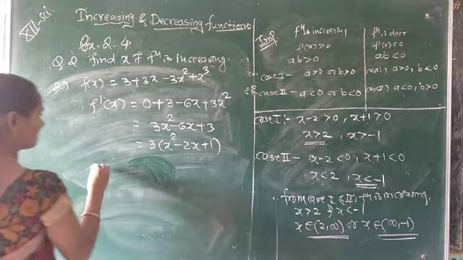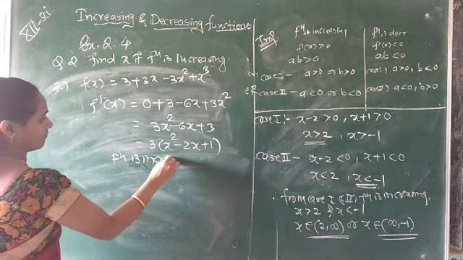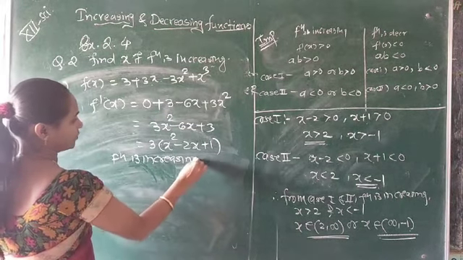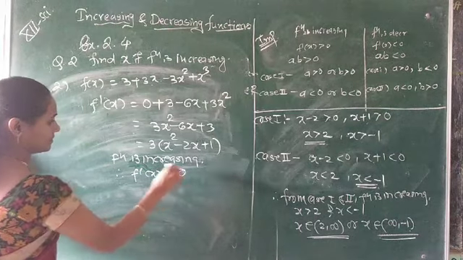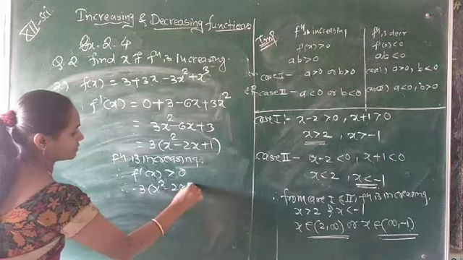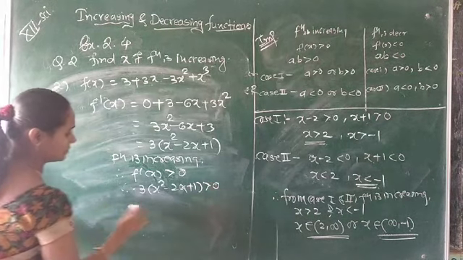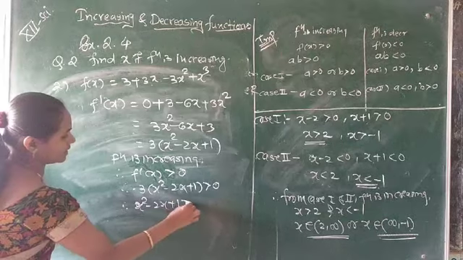The function is increasing. Since we take the derivative positive, therefore f dash of x greater than 0. That is 3 into x square minus 2x plus 1 greater than 0. Therefore x square minus 2x plus 1 greater than 0.